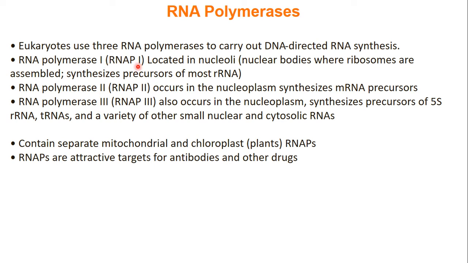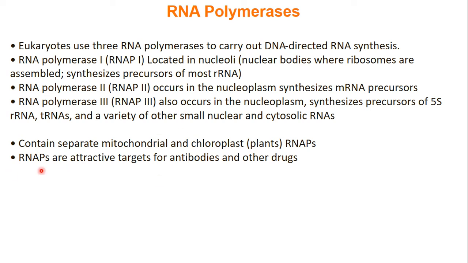So 1 is in the nucleoli, and that's going to make your rRNA. 2 is in the nucleoplasm, which will make your mRNAs. 3 is also in the nucleoplasm. That's going to make your 5S RNA, tRNAs, and a bunch of other small nuclear and cytosolic RNAs. In addition to these three, mitochondria and chloroplasts will have their own RNAPs.